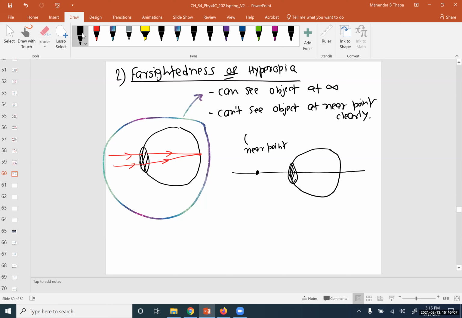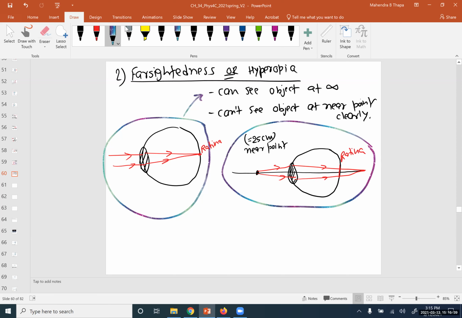So we know that roughly the near point is 25 centimeters from our eye. The rays coming from the near point will meet beyond the retina. In the normal case, the image will be on the retina. In this case, the image will be formed beyond the retina. So our retina is here. In this situation, the person cannot see the object at the near point clearly. So for this person, the near point is different.